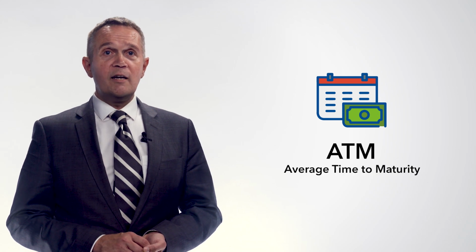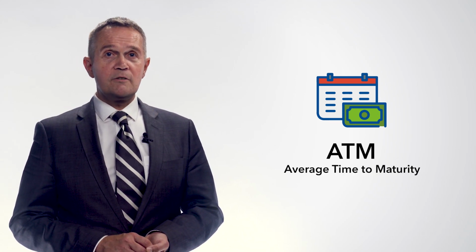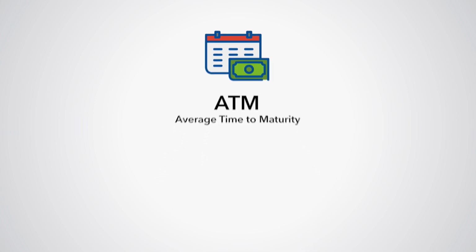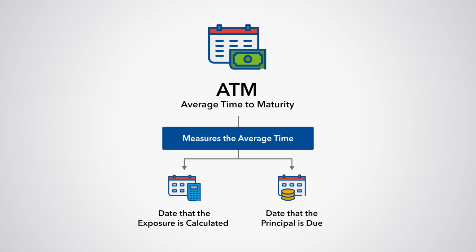ATM, or Average Time to Maturity, is often used when discussing debt portfolio risks. It indicates the speed at which the debt portfolio matures, and it's expressed in years. Specifically, the ATM of a debt portfolio measures the average time between the date that the exposure is calculated and the date that the principal is due. ATM is a common indicator, among others, of refinancing risk.